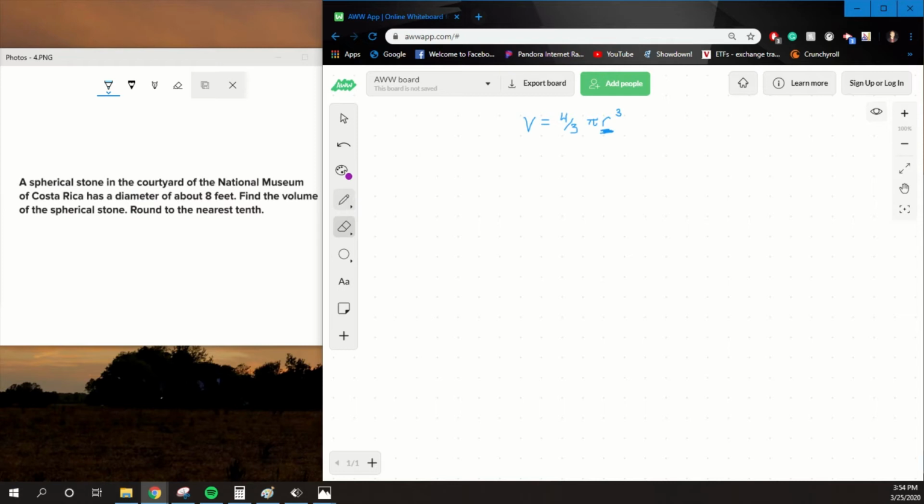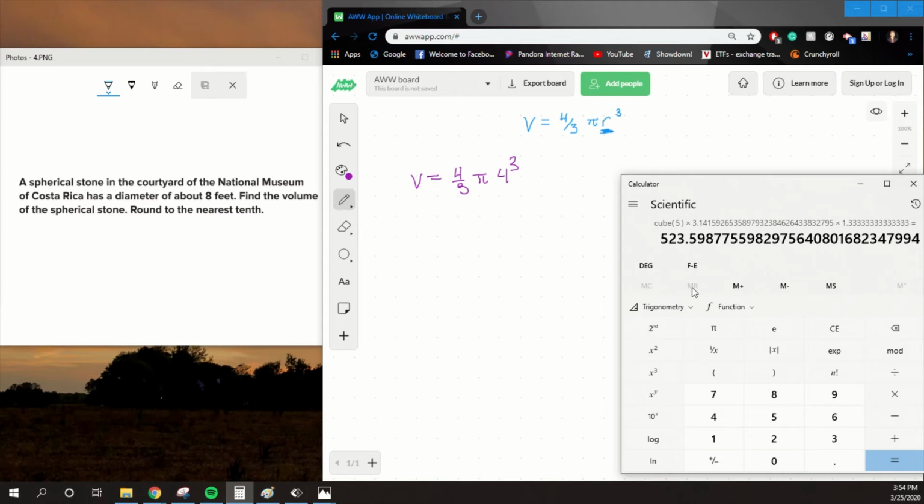And it's told me that it has a diameter of 8 feet. Now if it has a diameter of 8 feet, that means the radius has to be half of that. So that's why it's important to read our question carefully. So now instead of plugging in 8 cubed, I'm going to put 4 cubed in this. So let's go ahead and plug that in to our calculator. So we have 4 cubed, 64, times our pi button, times that 4 over 3, or that 1.3 repeating, is equal to 268, and remember I'm rounding to the nearest tenth because it asked me to in the problem.